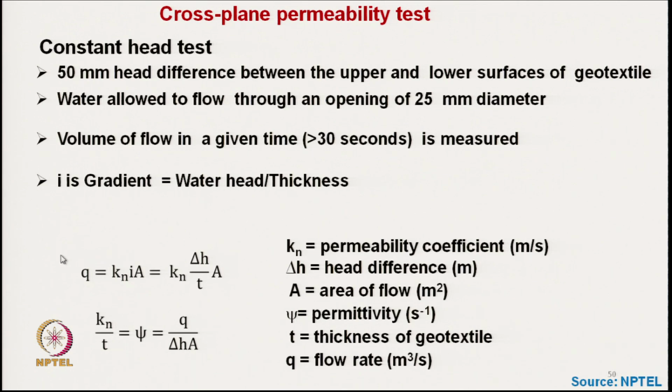Water is allowed to flow through an opening of 25 millimeter diameter, volume flow is measured, and the gradient means water head per unit thickness, that is the water gradient, and from there we can calculate the flow rate. This is the flow rate Q, and then we can calculate the permeability coefficient. Also, if we divide the permeability coefficient by thickness, we will get the permittivity. So, we will get all this data.